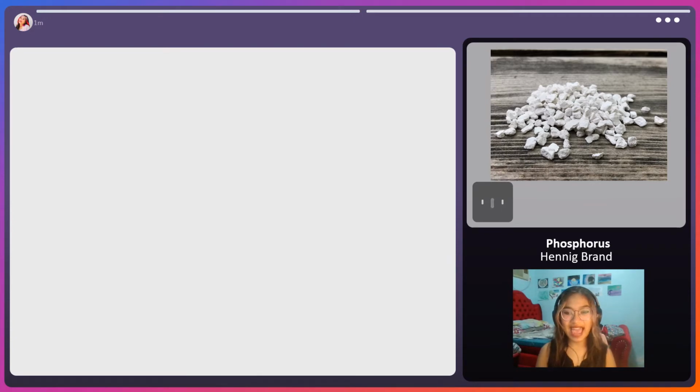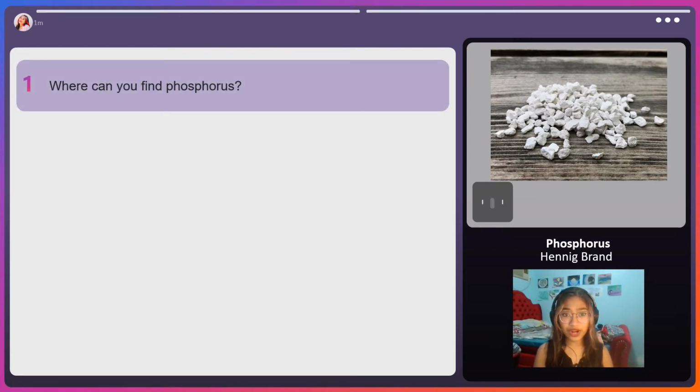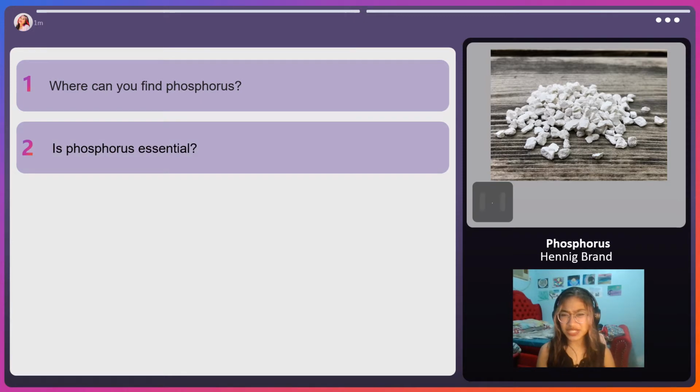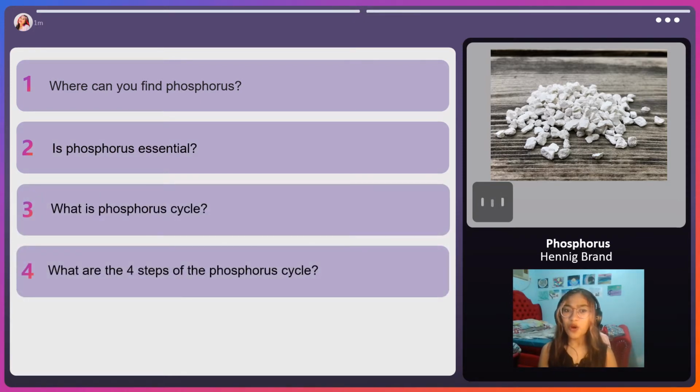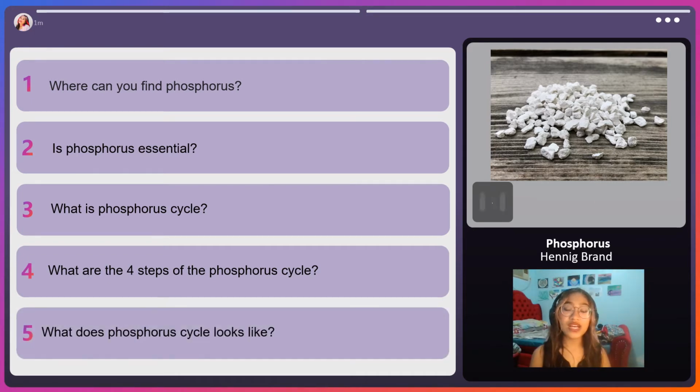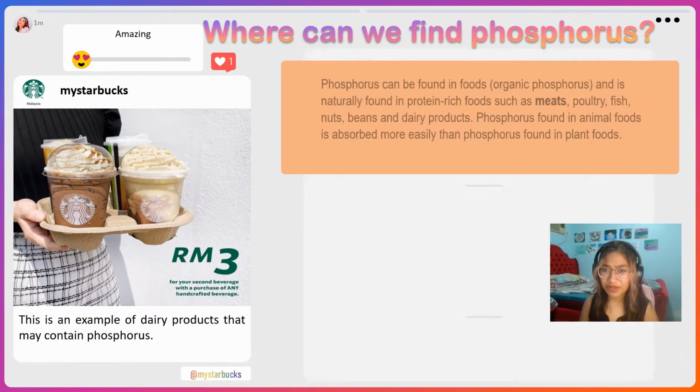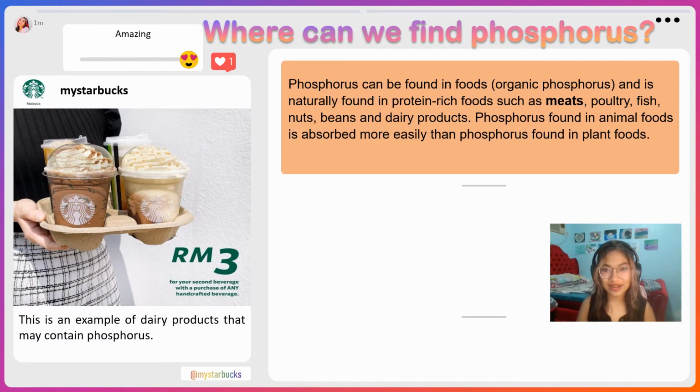Today we are going to answer these 5 questions. Where can we find phosphorus? Is phosphorus essential? What is the phosphorus cycle? What are the 4 steps of the phosphorus cycle? And what does the phosphorus cycle look like? Where can we find phosphorus?